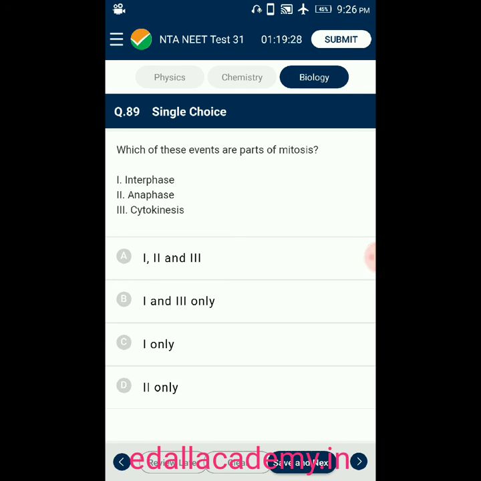Question number 89. Which of these events are parts of mitosis? Mitosis is one of the two divisional phases in the cell cycle. It occurs after interphase and is succeeded by cytokinesis, that is cytoplasm division. Mitosis has prophase, metaphase, anaphase and telophase as the stages of karyokinesis in the same order. So the answer for this question is option D. Of the given three events, the second event alone is part of mitosis.